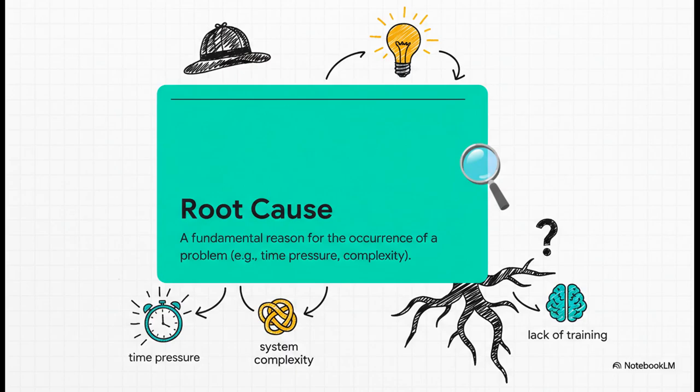But see, a really good detective doesn't just stop at finding the bug. They dig way deeper. They hunt for the root cause. Why did that developer make that error to begin with? Were they slammed with an impossible deadline? Was the system just ridiculously complex? Or, hey, maybe they just didn't have the right training. Getting to that root cause, that's how you stop future crimes from ever happening.